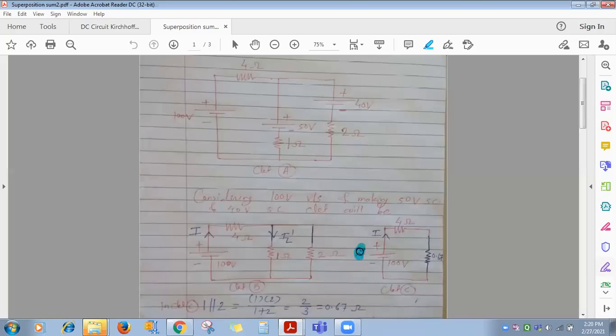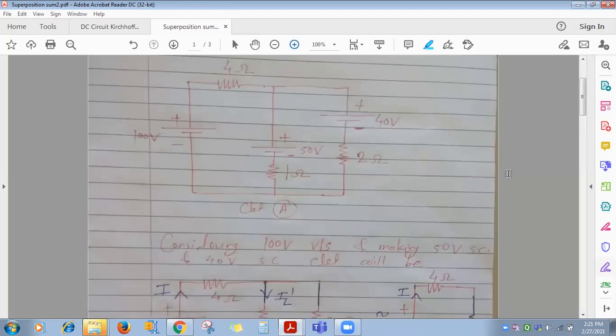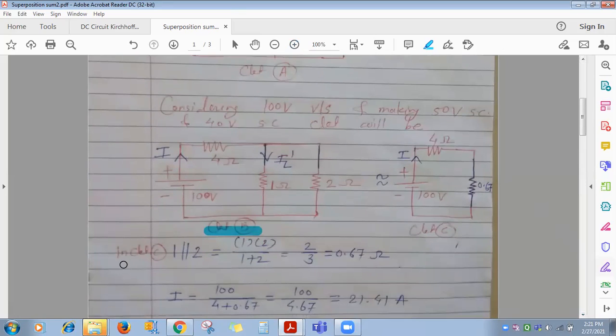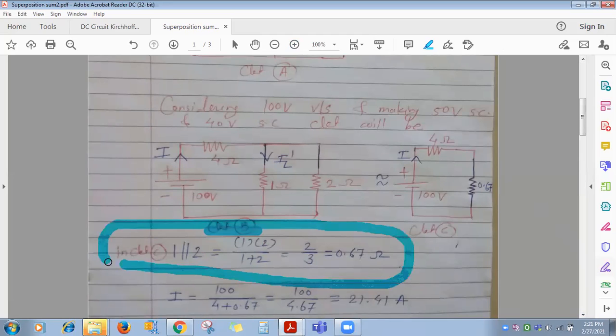Now can you find out IL dash? Simply see its equivalent circuit. What about 1 and 2 ohm? How are they connected? Parallel. In circuit B, 1 and 2 ohm are connected in parallel. So find out its equivalent. Its equivalent is 1 into 2 divided by 1 plus 2, that is 2 by 3, that is 0.67 ohm. Clear? Have you got the calculation, everyone?